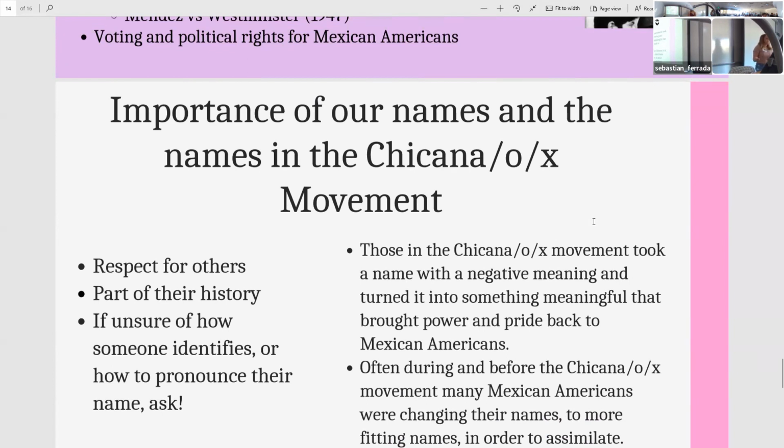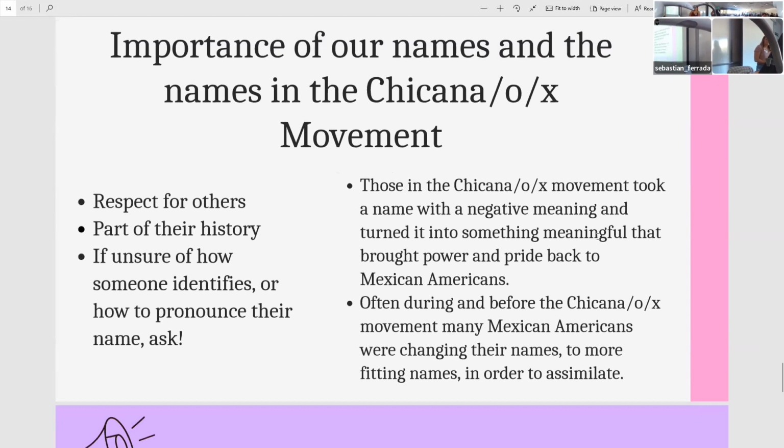So now some of the ways that we can adapt and use this knowledge is we can make sure that we are calling people by their preferred names and showing respect and that we care for them. And then we are carrying our history of our ancestors' names through our names and our pride in it. And another thing, if we're not sure, like Jocelyn said earlier, how someone identifies, what their name is, how to pronounce their name, it's okay to just ask, show that you care, show that you want to learn.